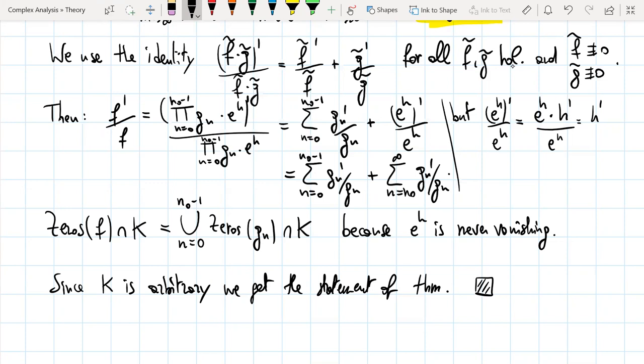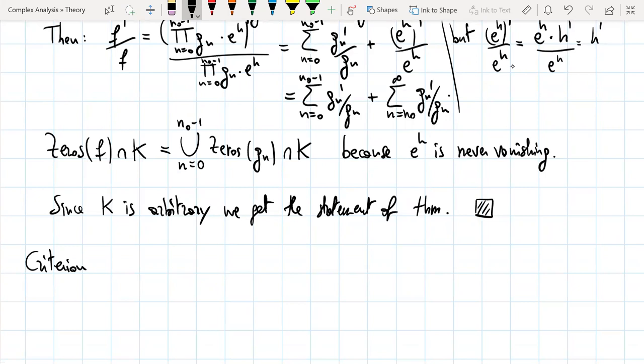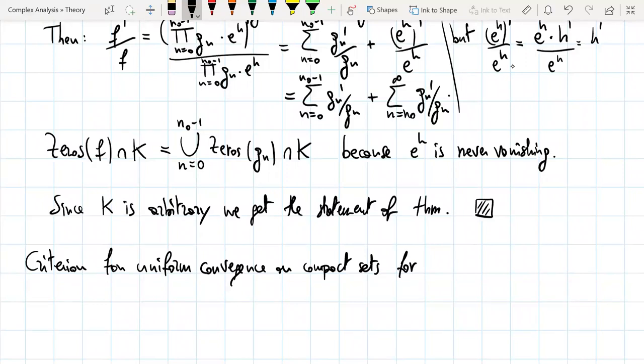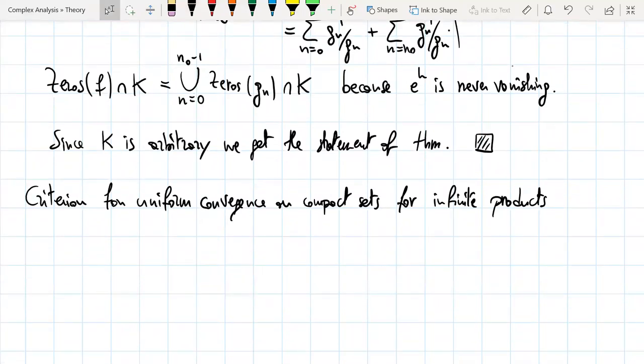And as we did for infinite series, now we want to give a criterion for convergence uniformly on compact sets. Let me write it explicitly: a criterion for uniform convergence on compact sets for infinite products. In the case of infinite series, we had the Weierstrass M test. This is a very useful criterion. In this case, the criterion we will give will also be derived from the Weierstrass M test.